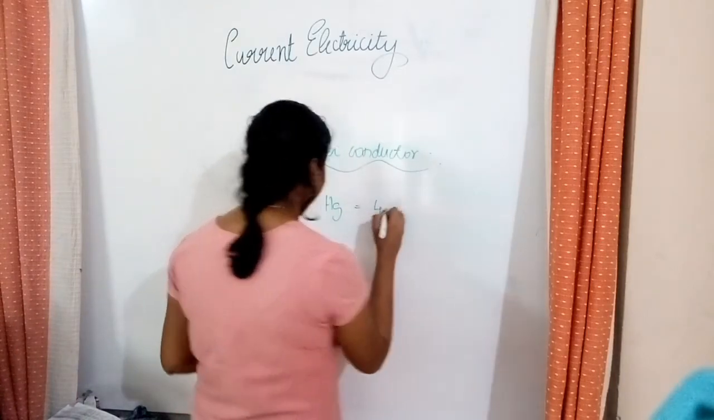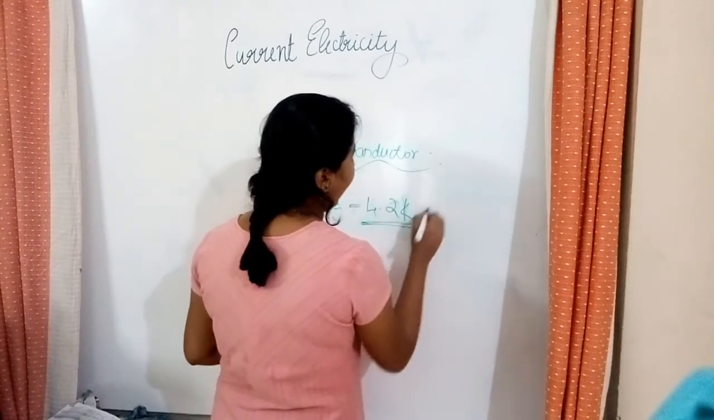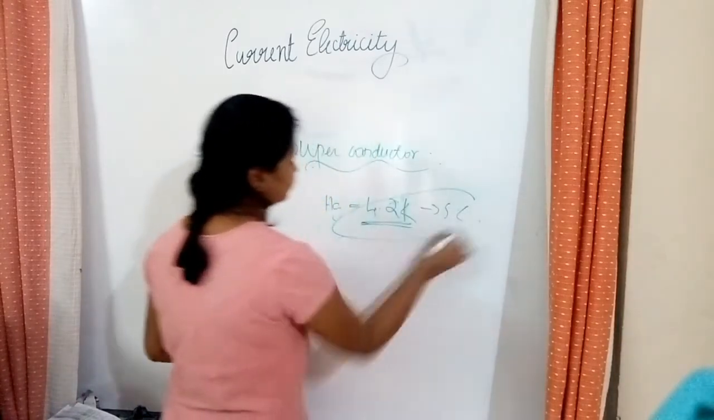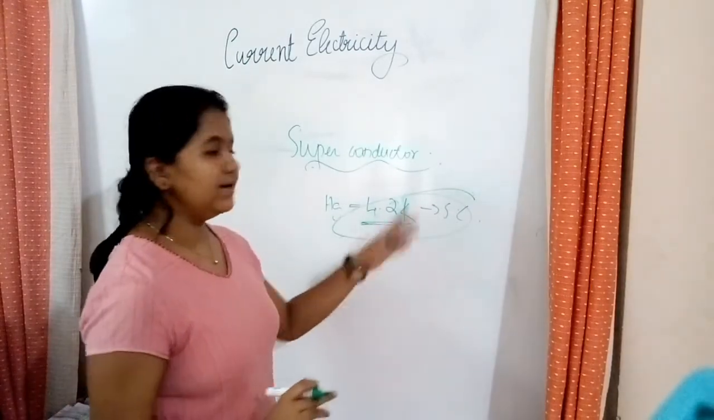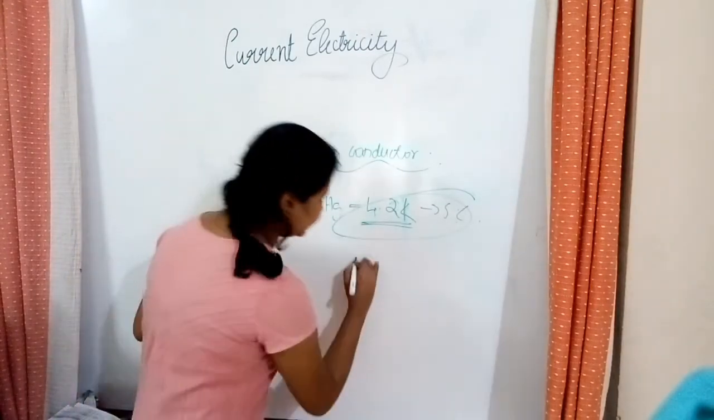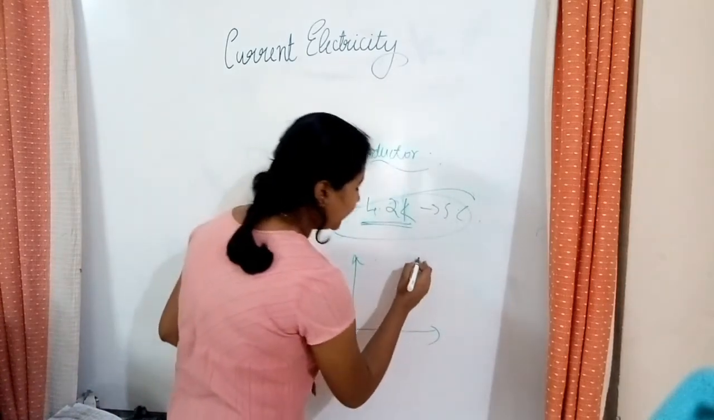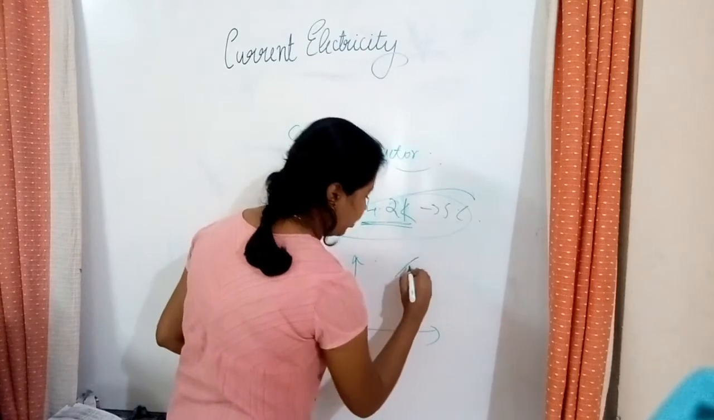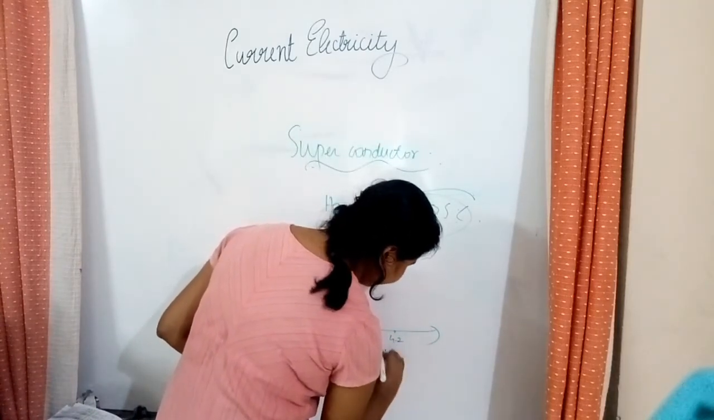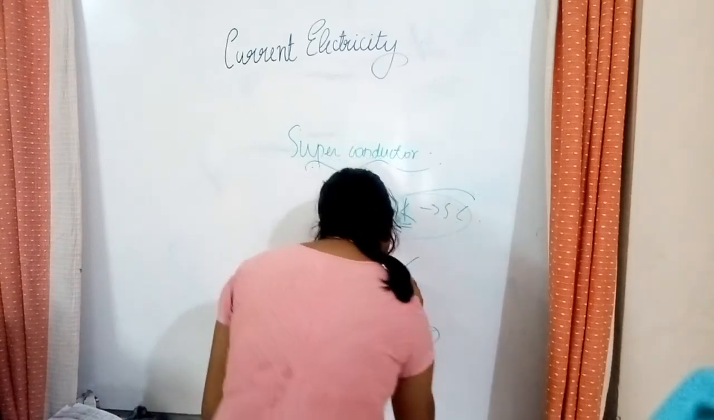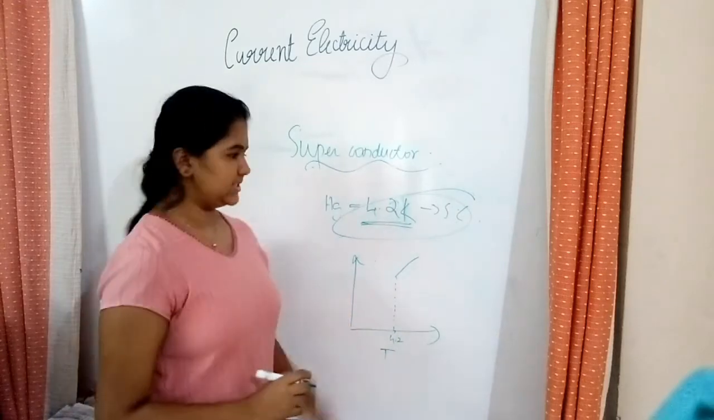So let's see the example of Hg. Hg at 4.2 Kelvin will act as a superconductor. So let's see the graph. Hg is over here and this is 4.2 Kelvin, this is temperature. So what would happen? The resistance will become zero. This is the graph.